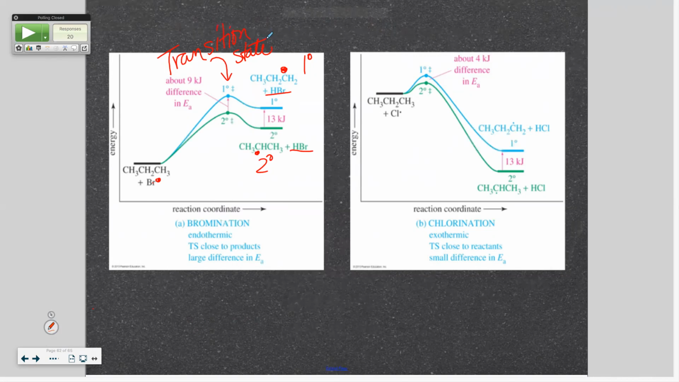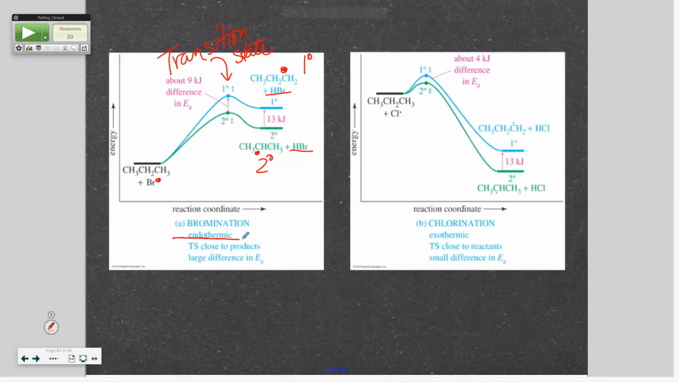Okay, all right, over here is chlorination. Okay, so here we have the same thing where the chlorine free radical is going to remove a hydrogen from the propane. Okay, this is one of your propagation steps. You can get the secondary free radical or the primary. The secondary is still more stable, but notice what's different.